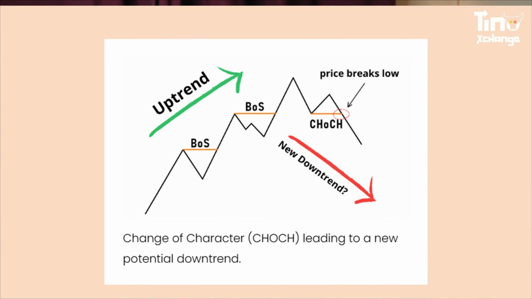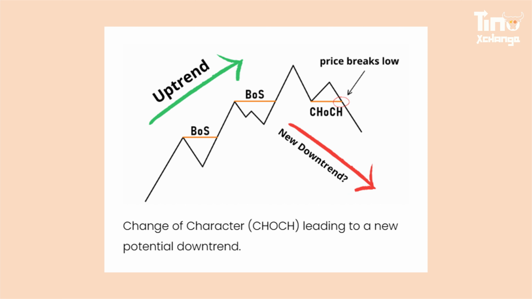In contrast, a change of character indicates a possible trend reversal. It happens when price breaks the structure in the opposite direction. For instance, in an uptrend, if price breaks below the higher low, it shows the bullish momentum might be weakening and a downtrend could begin. Simply put, BOS means trend continuation, while change of character signals a potential reversal.